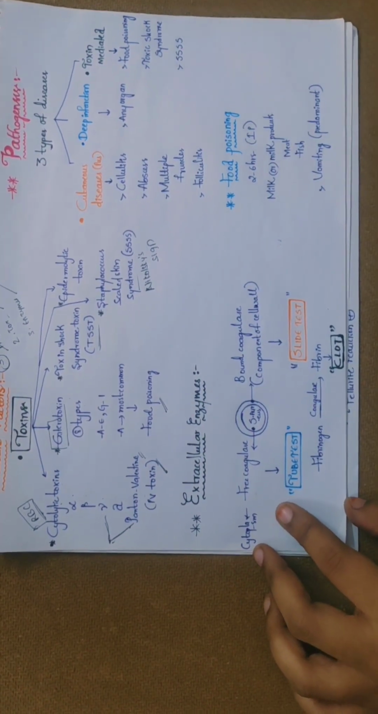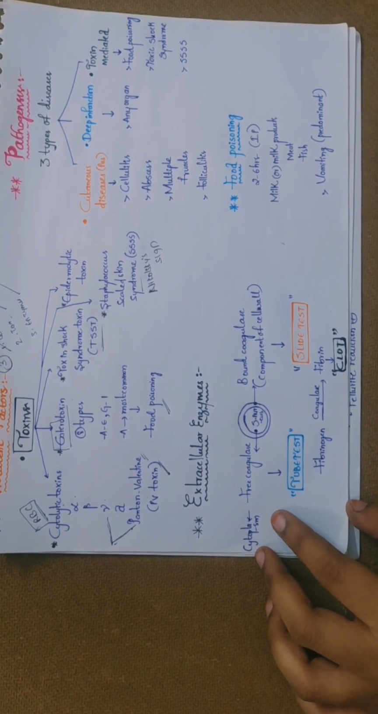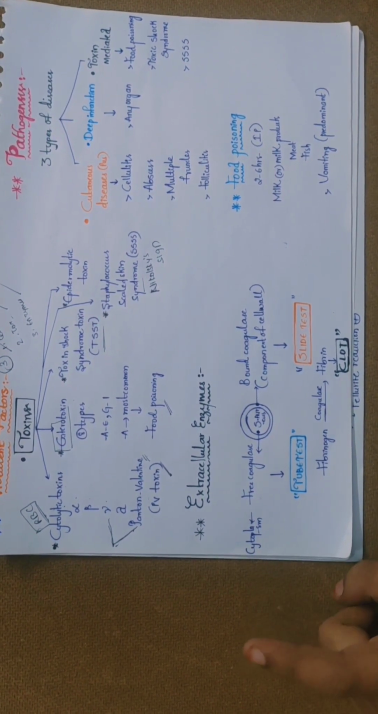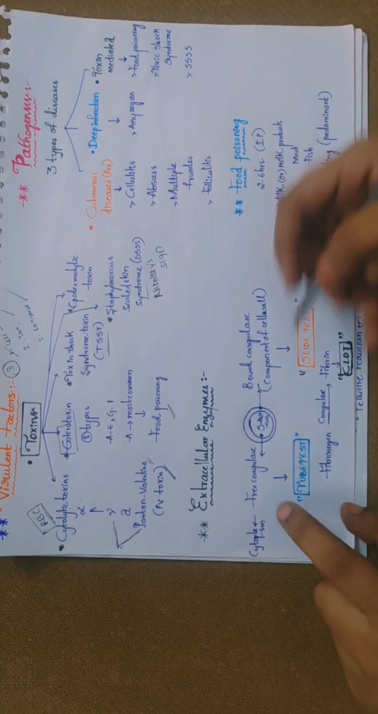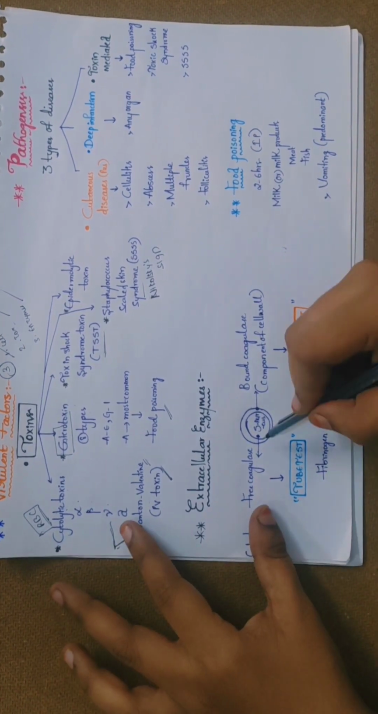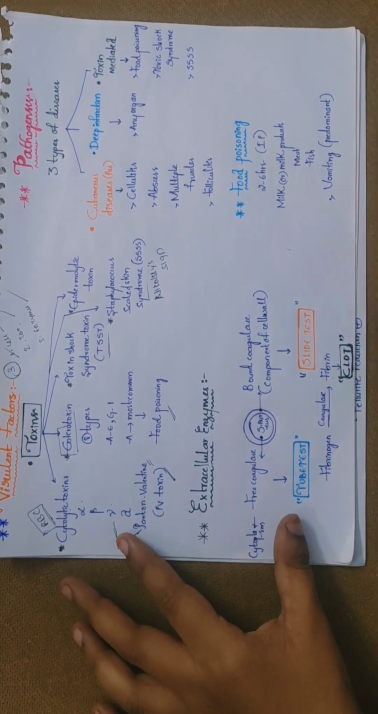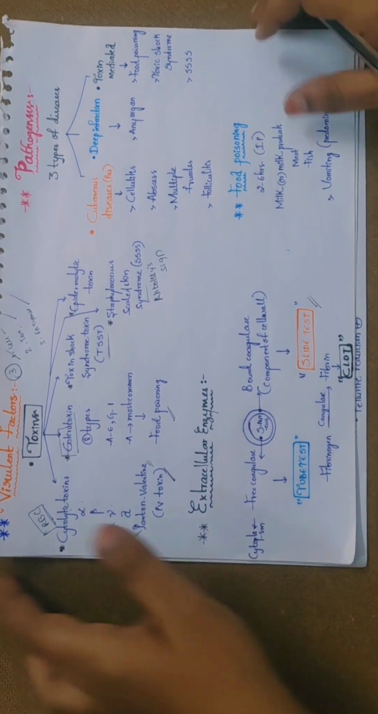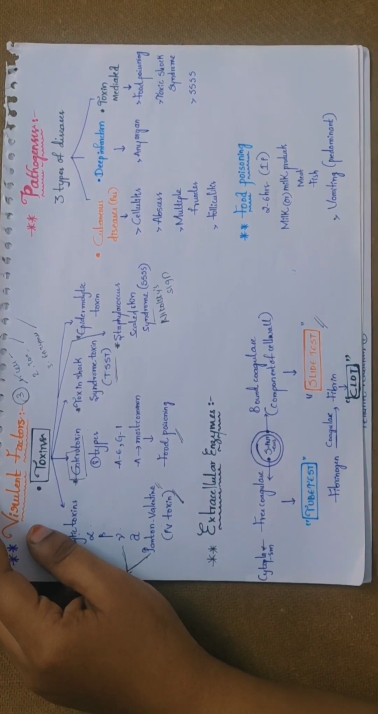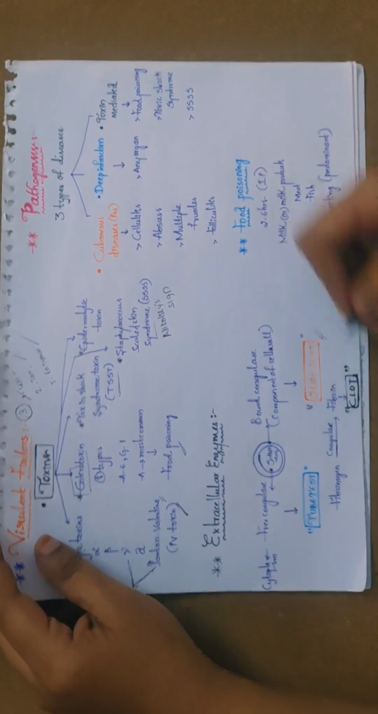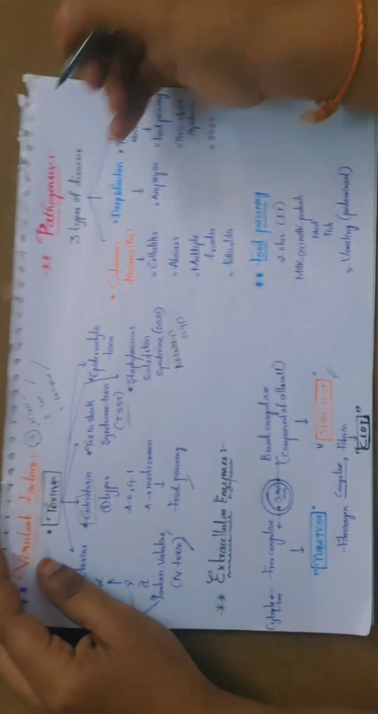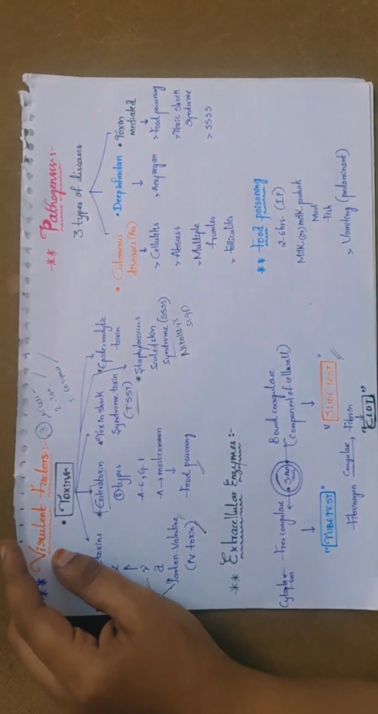As I have already told you in classification, Staphylococcus aureus is a coagulase positive organism. Two coagulases are present, free coagulase and bound coagulase, which are helpful in the slide test. Fibrinogen in the presence of coagulase forms clots.